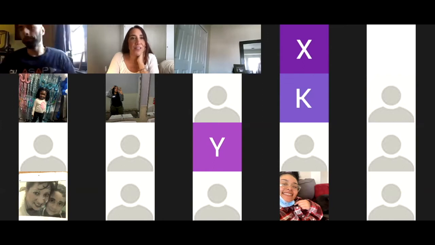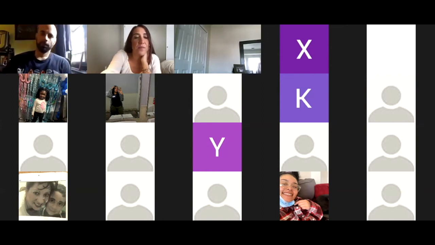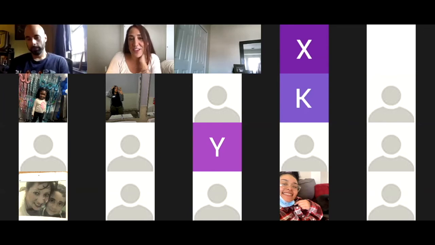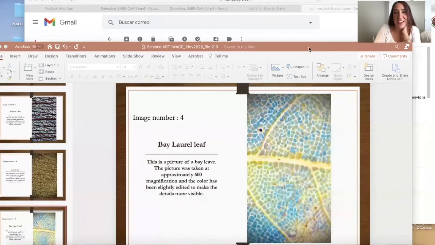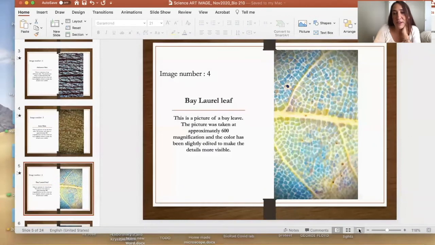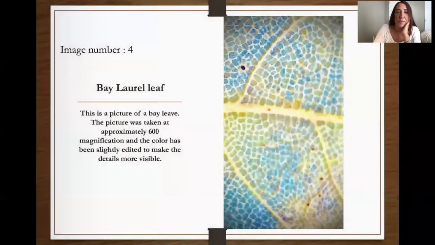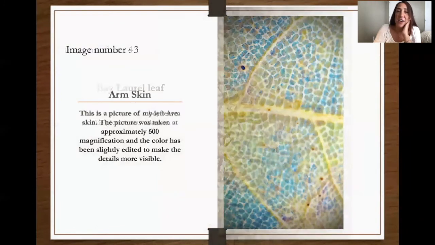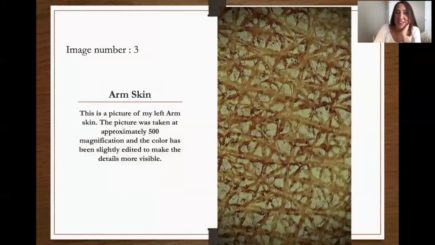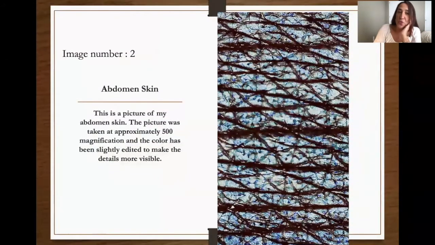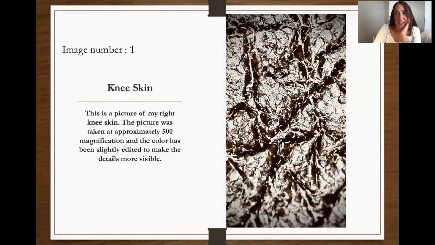And we're going to continue with number 4, presentation of the image. Image number 4 is this beautiful leaf from Amadou. So Amadou, this is image number 4. Number 3 is from the arm skin. Number 2 has a slightly different pattern. It's skin as well, and this is again skin.